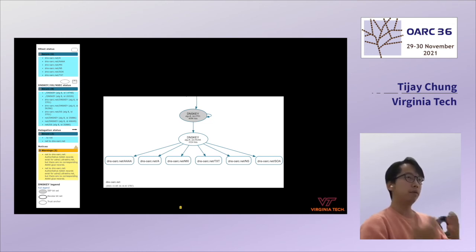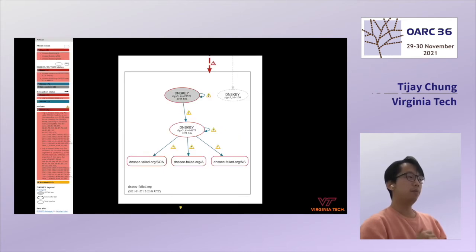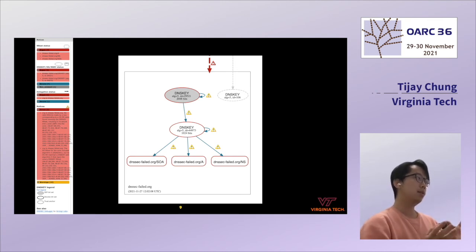Because DNS-OARC.net is managed perfectly, you don't see anything wrong with it. But if you type DNSSEC-fail.org, you can immediately notice that the DNSKEY does not match the DS record. So the chain of trust is basically broken. All the DNS records signed by the DNSKEYs cannot be verified, so the status is bogus.